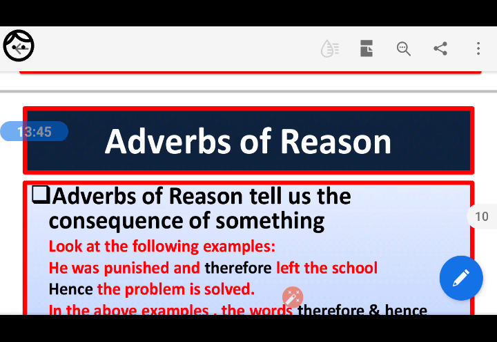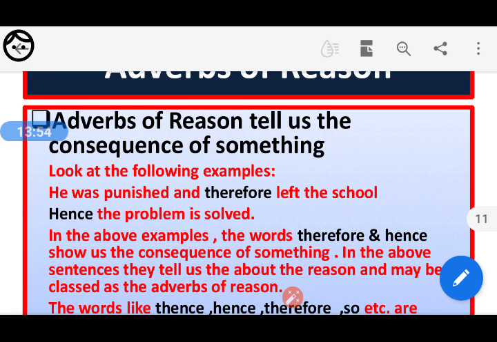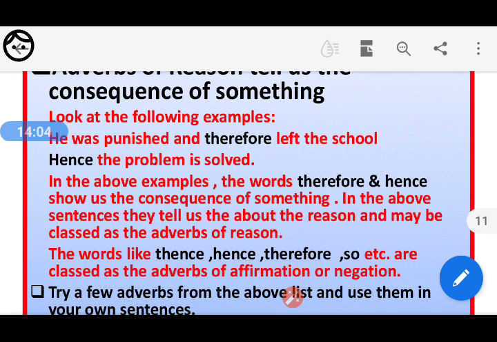Hence, the problem is solved. Now you have solved a problem and you say hence the problem is solved. So hence is the adverb of reason. In the above examples, the words therefore and hence show us the consequence of something. In the above sentences, they tell us about the reason and may be classed as the adverbs of reason. The words like thence, hence, therefore, so, etc. are classed as the adverbs of reason.